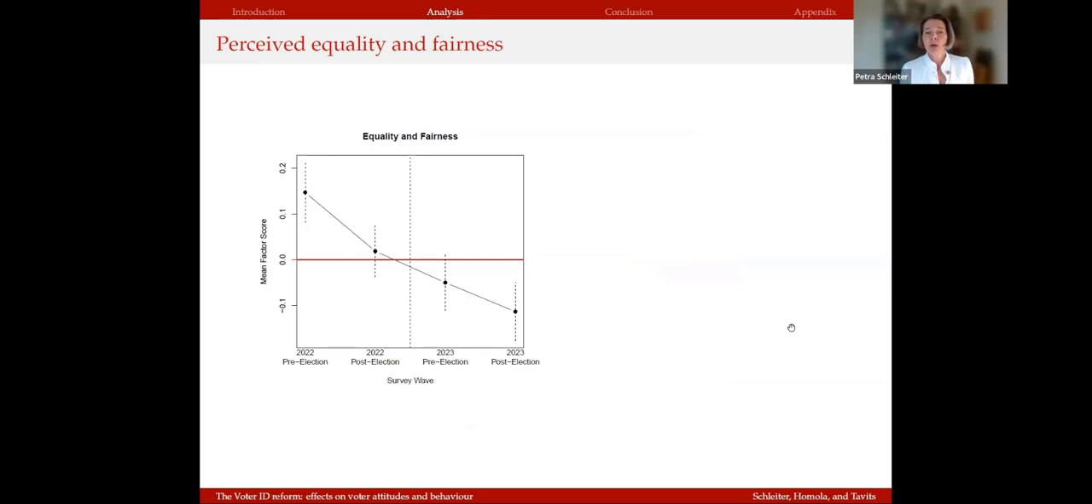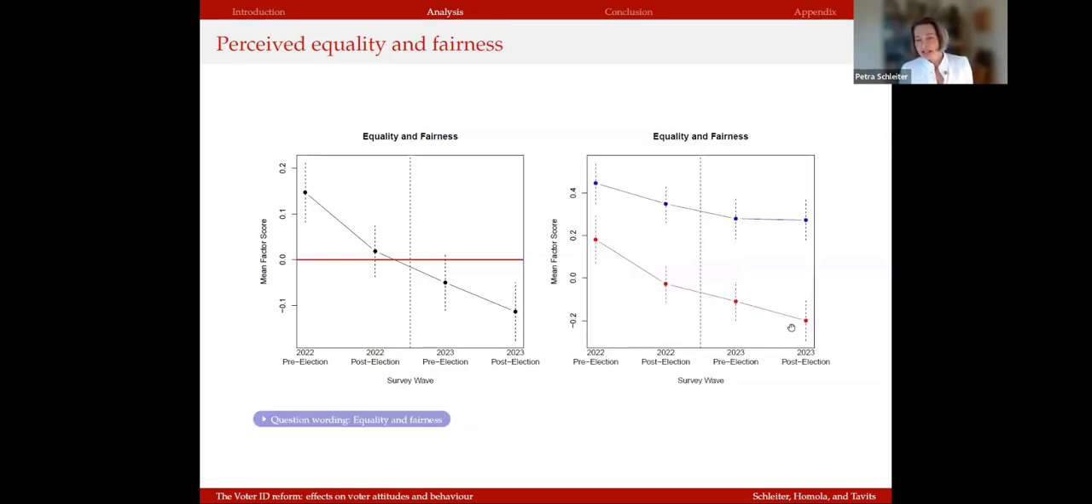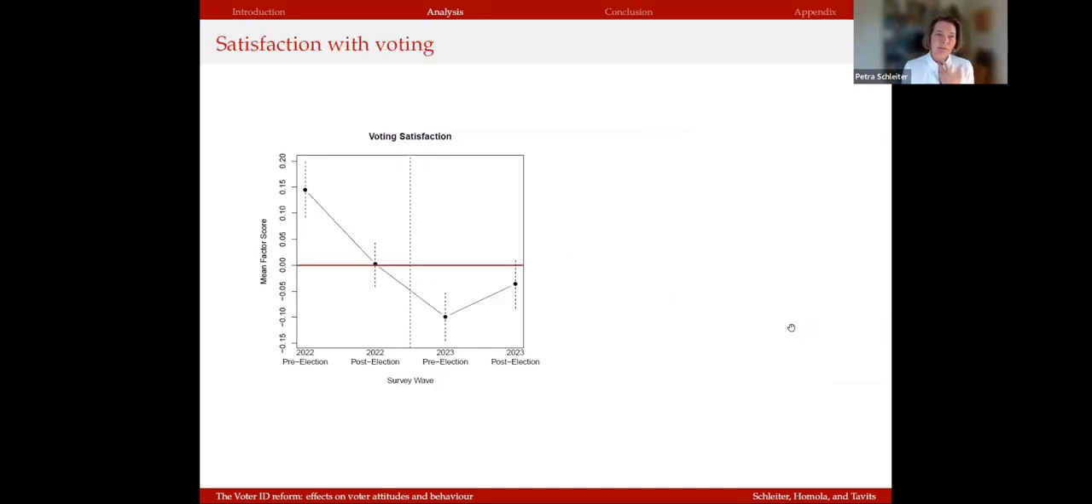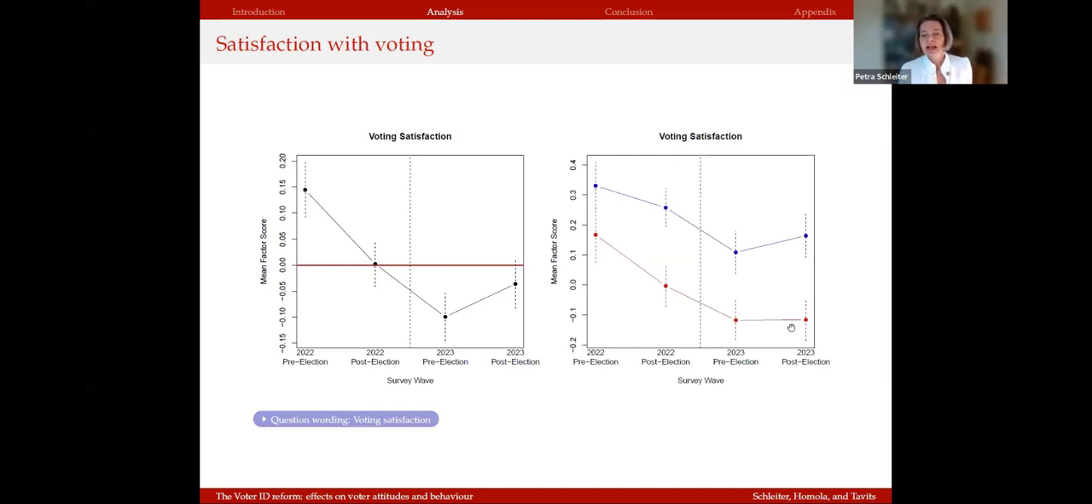When we look at perceived equality and fairness of the election, that seems to decline as well compared to 2022. And again, we see that decline in both groups, Conservative and Labour voters, although it's a little bit more pronounced among Labour voters, and this is exactly as we would expect it to be. And then we come to the summary measure, which is in a sense, satisfaction with voting overall. And we see that that declines post-introduction of voter ID. And we see that decline a little bit more pronounced among Labour voters than among Conservative voters, but the decline is evident in both groups.